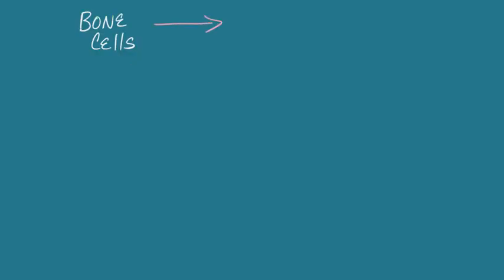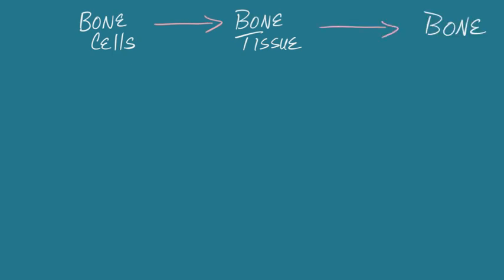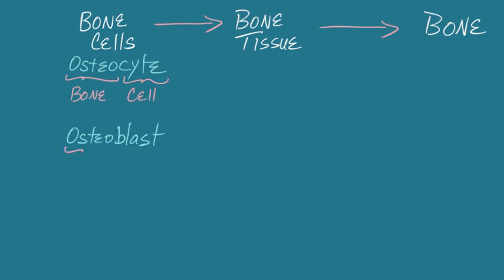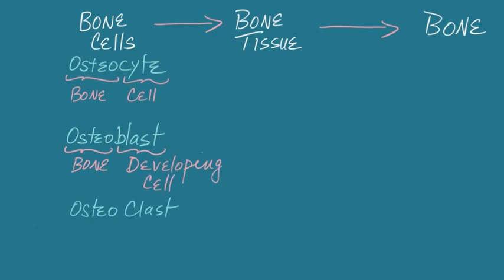Let's take a look at the structural hierarchy of a bone. So we'll start with bone cells, which make up bone tissue, which makes up the bone. There are several types of bone cells. The osteocyte. Osteo means bone and cyte means cell. This is a mature bone cell. Then we have osteoblast. The word blast means developing cell. Osteoblast means developing bone cell.